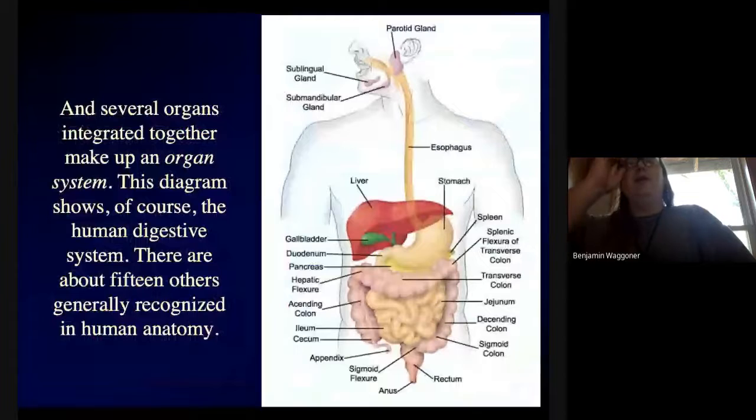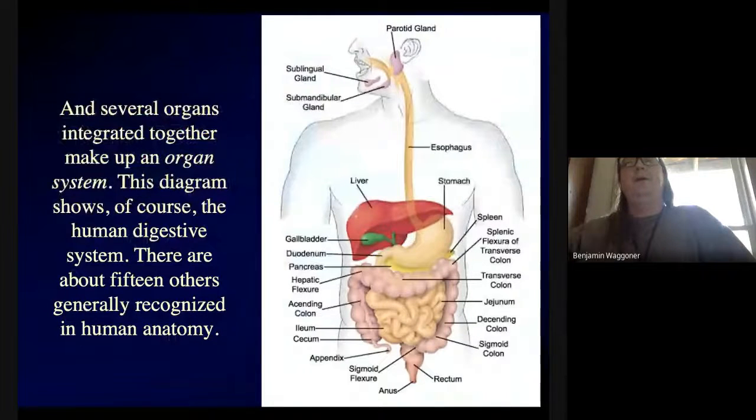Several organs integrated together make up an organ system. I'm not going to make you learn them all, but in human anatomy, we typically recognize 16. This is one of them. This is the human digestive system.